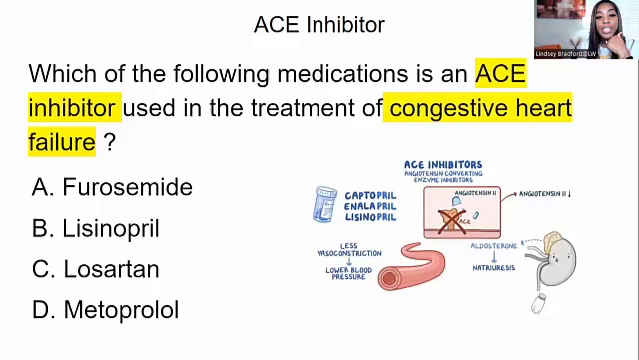Which of the following medications is an ACE inhibitor used in the treatment of congestive heart failure? Didn't I tell you earlier about ACE inhibitors being used to treat congestive heart failure? CHF. Yeah, not BMF, CHF.